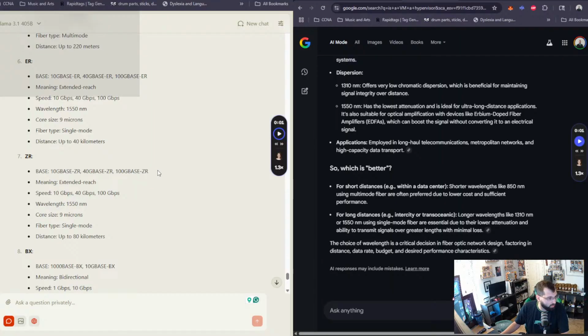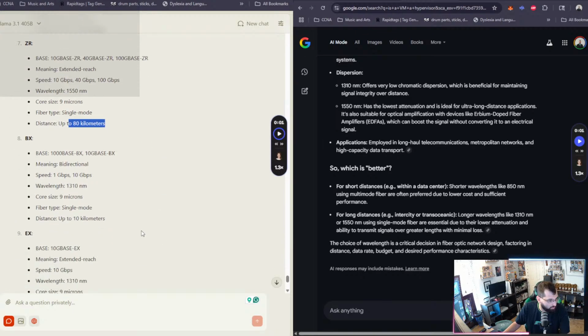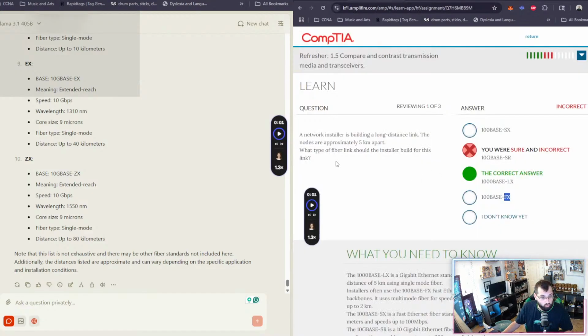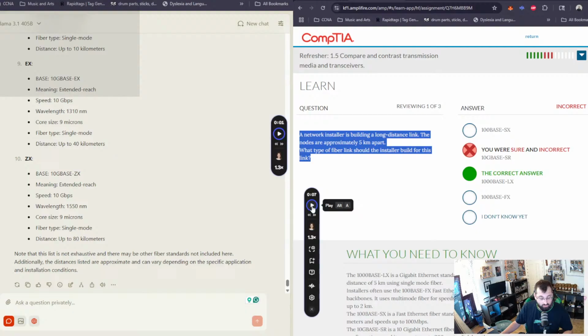ER, ZR. Okay, the difference is the distance. BX is bidirectional. Extended reach, 80 kilometers. Dang, that's crazy far. Okay, I feel like we've gone down this road really far. Let's read the question again.